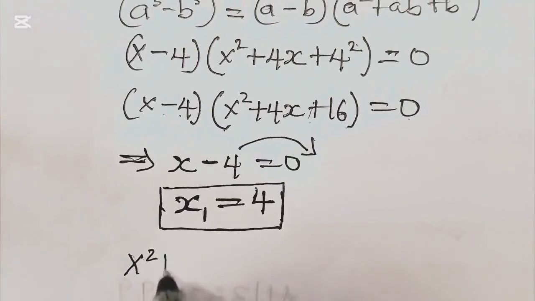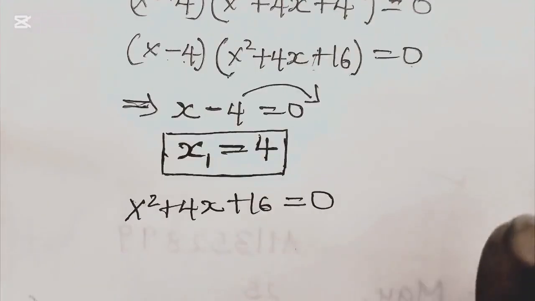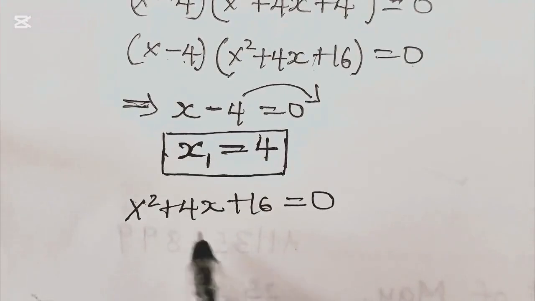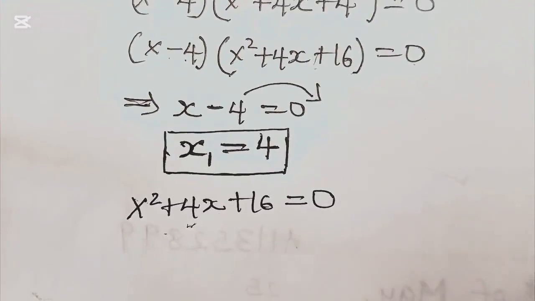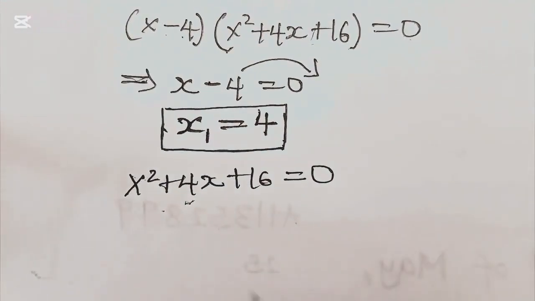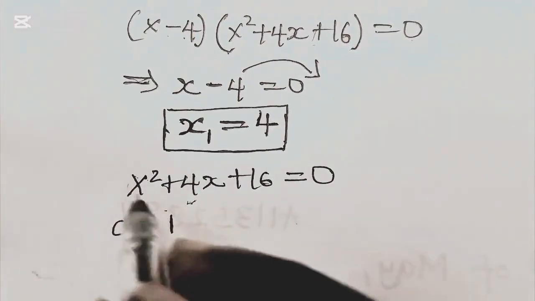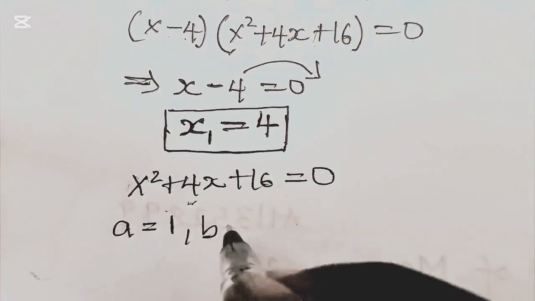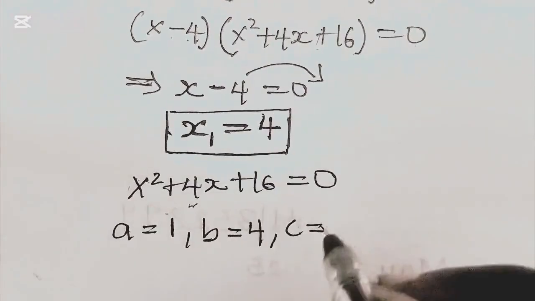Now, let's look at the second equation, which is the quadratic equation, x squared plus 4x plus 16 is equal to 0. If you look at this quadratic equation, you will not be able to solve it using factorization. So the best way to solve it is to use the formula method. We have a, we have b, and we have c. Our a here is 1, the coefficient of x squared. Our b is the coefficient of x, which is 4. And c is the constant, which is 16.